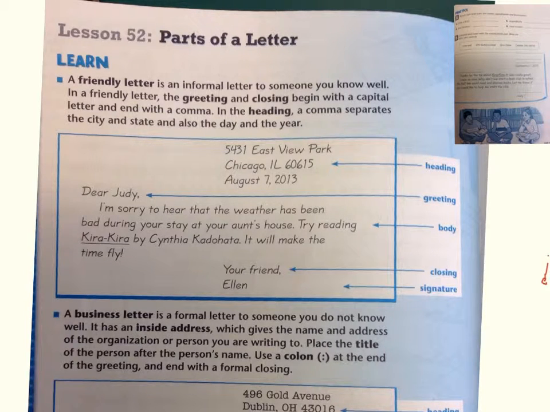Boys and girls, we are looking at Lesson 52. We're on page 232 of your workbook. Please follow along with me.